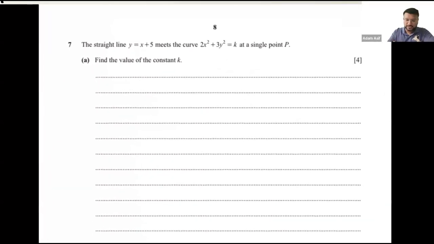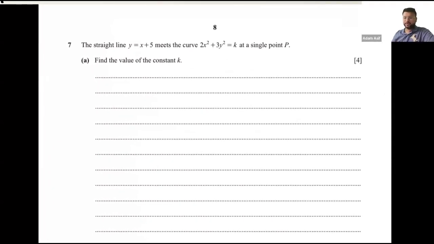Okay, now question number 7. The straight line y equals to x plus 5 meets the curve 2x square plus 3y square equals to k at a single point P. Find the value of constant k. If this line is meeting the curve at a single point P, तो k की value कैसे find करेंगे? What is the first thing that comes to your mind?